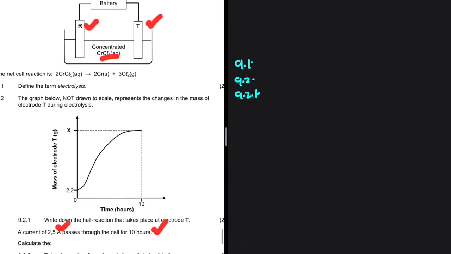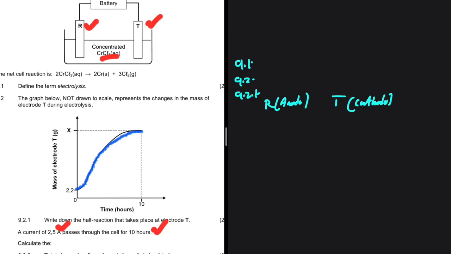We have 2 electrodes, R and T. This graph is showing us the mass of the electrode T. As you can clearly see, the mass is increasing. And we know that the mass increases at the cathode. So T is our cathode and R is our anode. This is true for both galvanic cells and electrolytic cells. There is a mass increase at the cathode. So we need a half reaction that is taking place at the cathode.